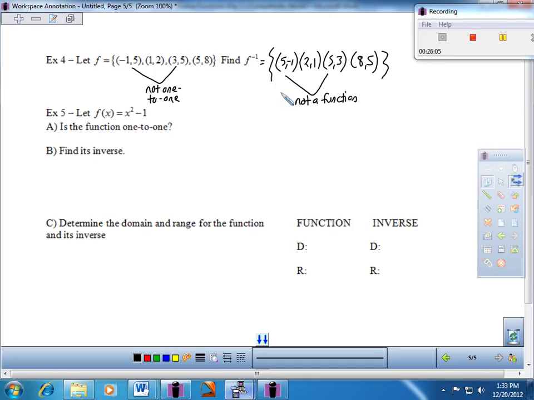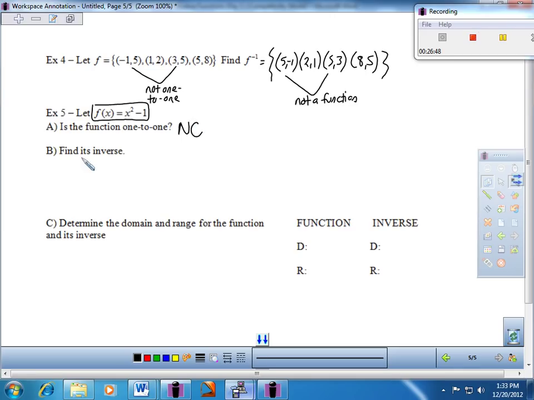So example 5, let's move to a different family of functions. Let's do quadratics. So box that up. And I guess we would think of this as a nice looking parabola. And letter A, is the function one-to-one? If I asked you to graph this on the coordinate plane, would it pass the horizontal line test? No, parabolas don't. So as a result, it's not one-to-one. So when we find the inverse, which we will momentarily, the inverse won't be a function by itself. But let's see if we can do it.